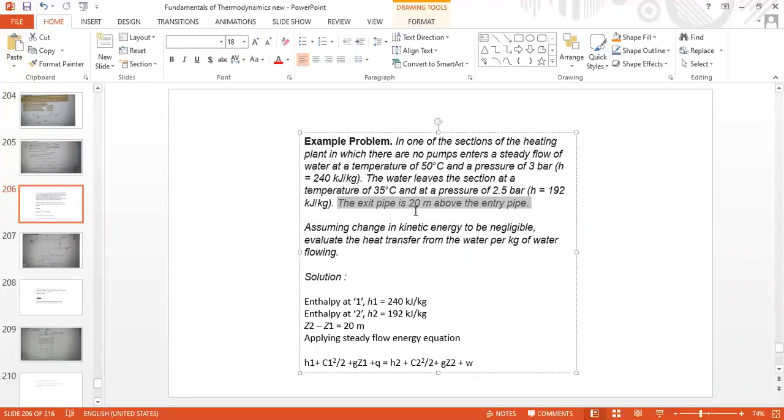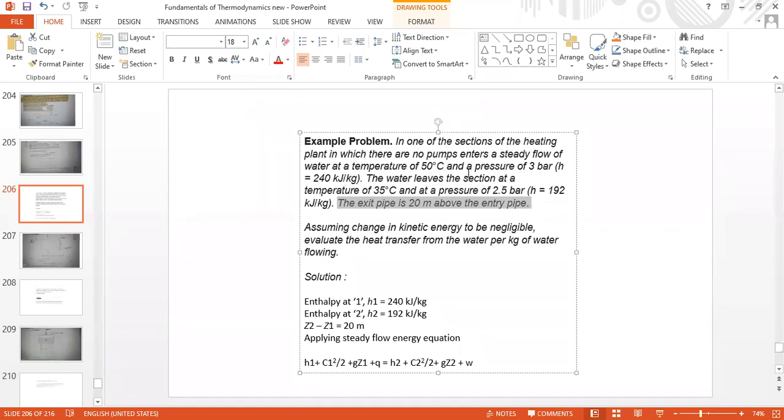These are all problems which you need not physically look at. When a steady flow of something is given there, the steady flow energy equation has to be substituted. That's all. What happens physically in the problem is not required at this level. However, there is no pump here. That means work interaction is 0.